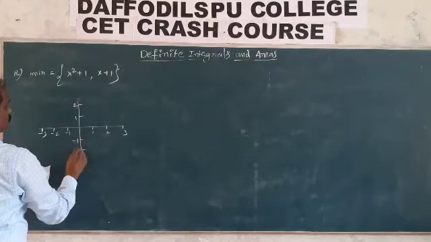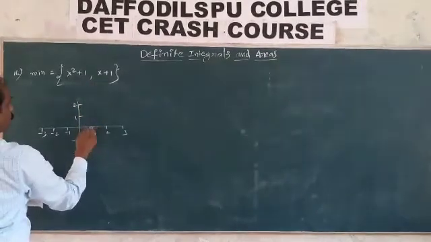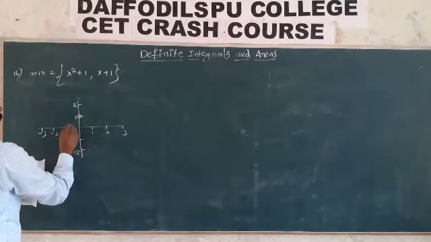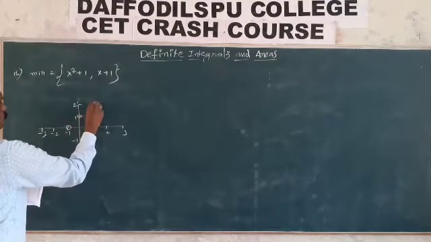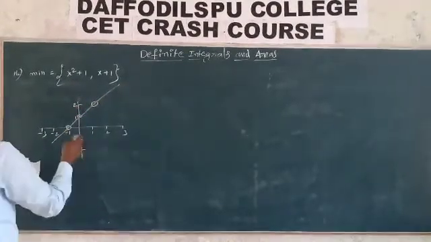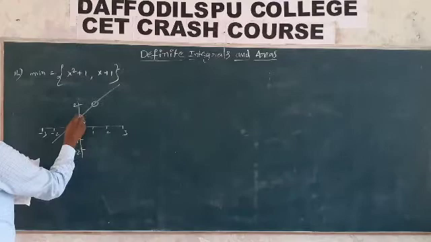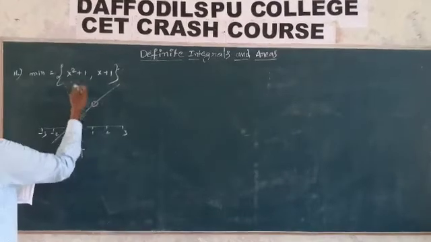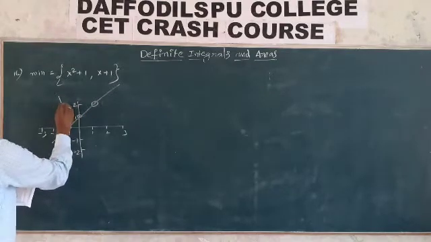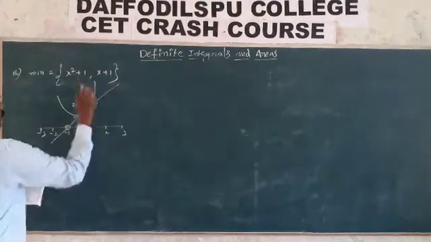For -1, -2. For 1, this graph, for 0, 1. For -1, 0. For 1, 2. So the graph is like this. And for x square plus 1, x square plus 1 is equal to 0, 1. So for 1, 2. Okay. For -1, 2. So the graph is like this.